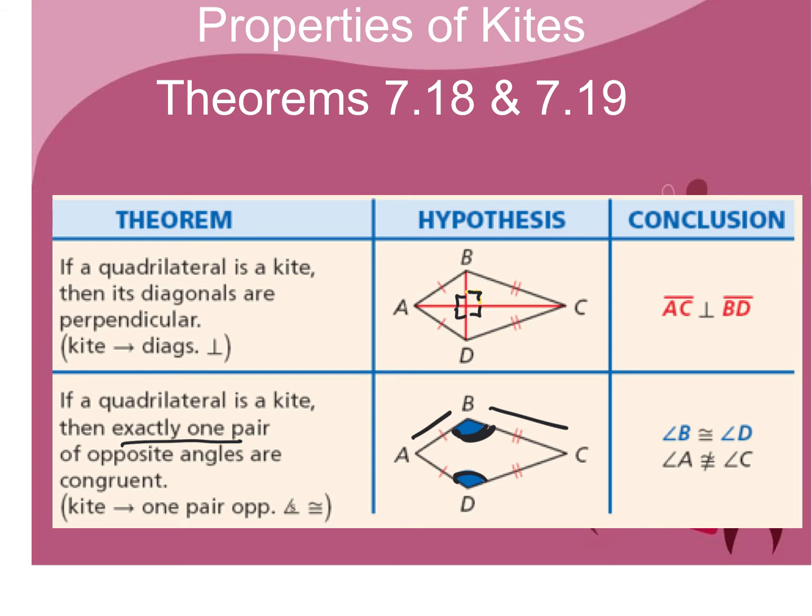If we had 2 pairs of opposite angles that were congruent, then this would be a parallelogram. And a kite is not a parallelogram. So it can only be 1 pair of opposite angles that are congruent. Now we're going to do some examples.